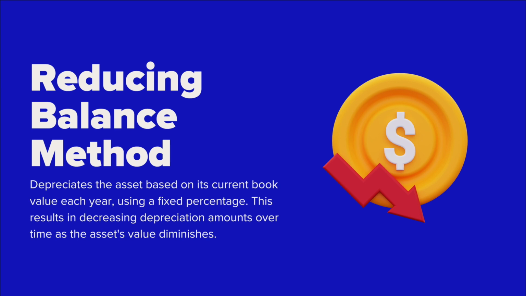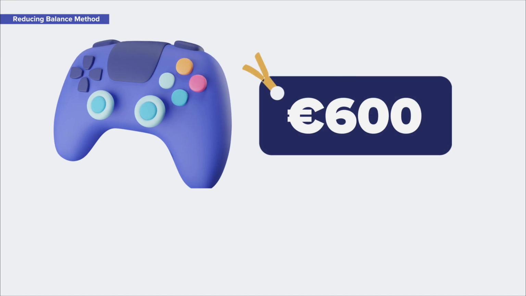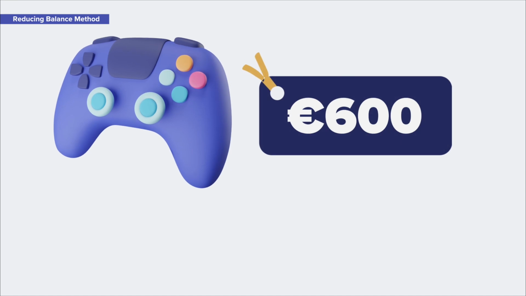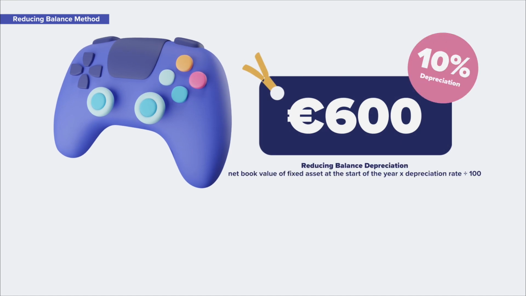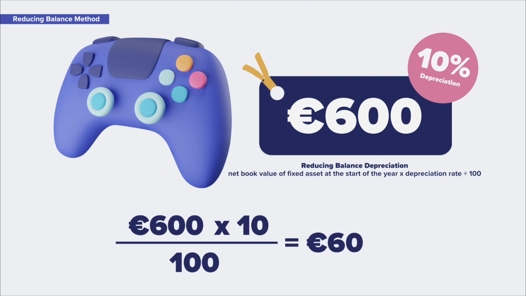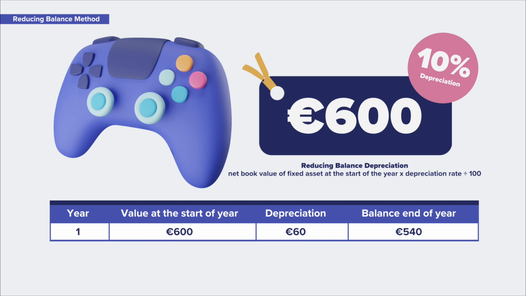We'll do another example here, now calculating the reducing balance method and using the same 10% depreciation figure. So again, our calculation brings us to €60 of depreciation, which is our depreciation for year 1. Same as the last time, €600 at the start of the year. The depreciation at 10% leaves us with €60 and a balance of €540 at the end of year one.